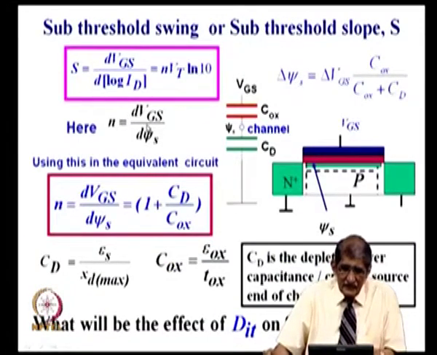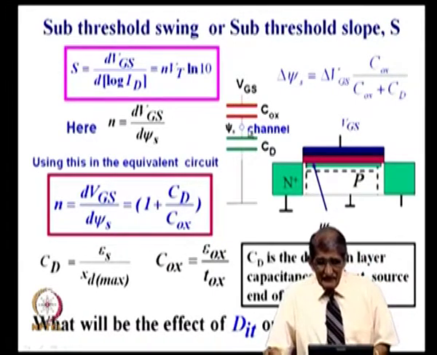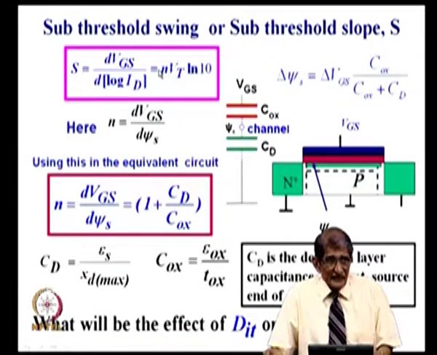Now, if you have this equivalent circuit like this, you can immediately see that for a given VGS, if it changes by delta VGS, what we are interested in is the slope. That means what we are interested in is delta VGS by delta psi of s, that is n.